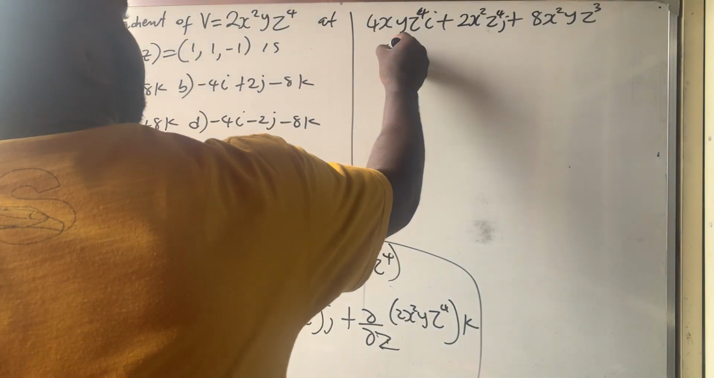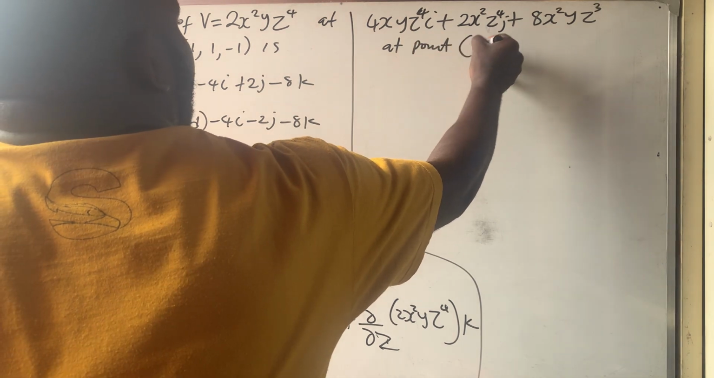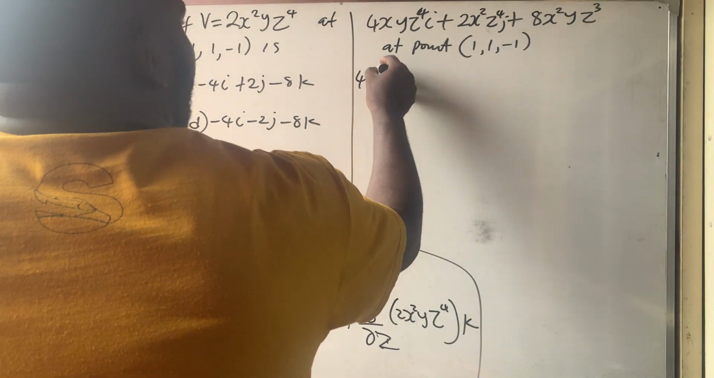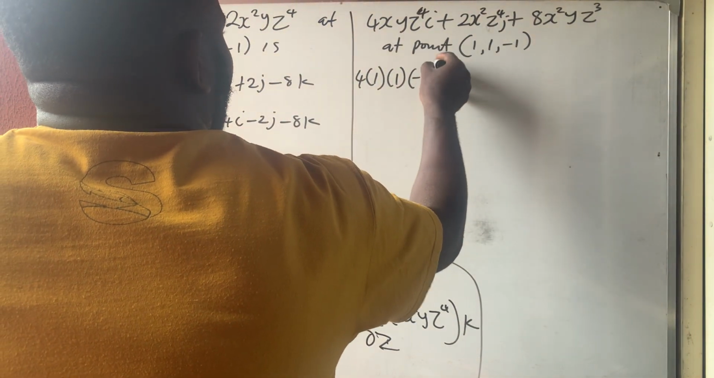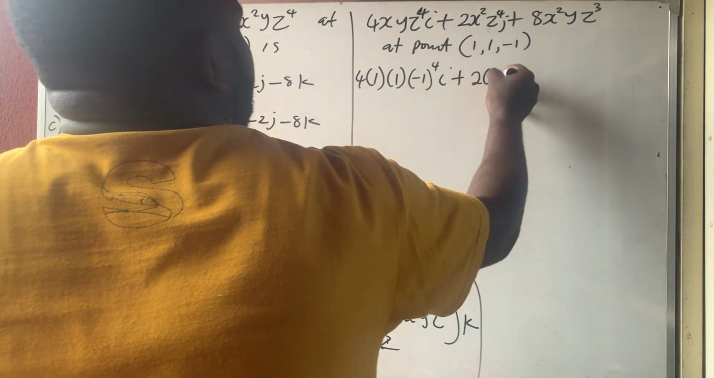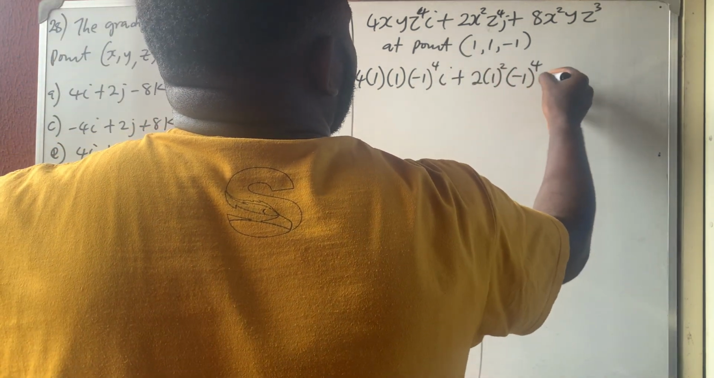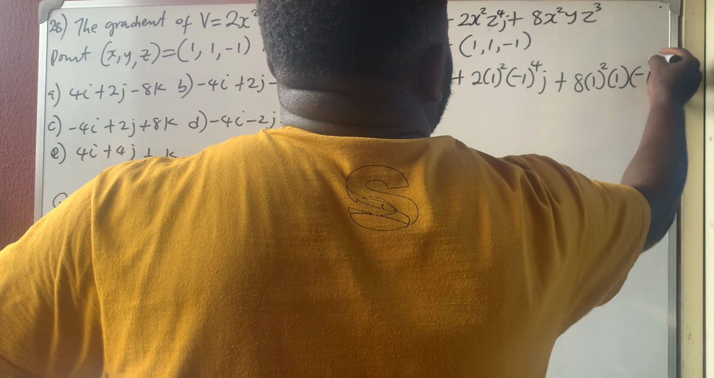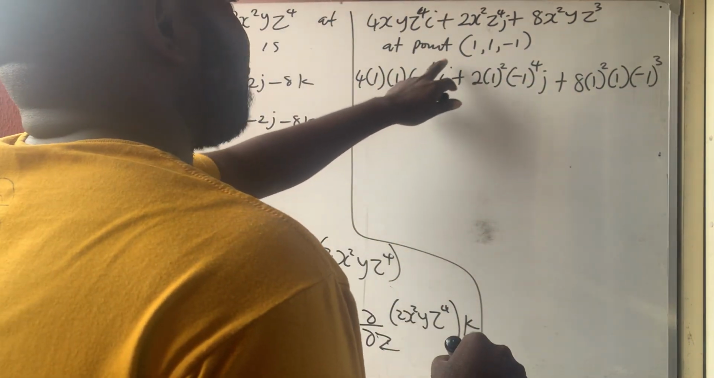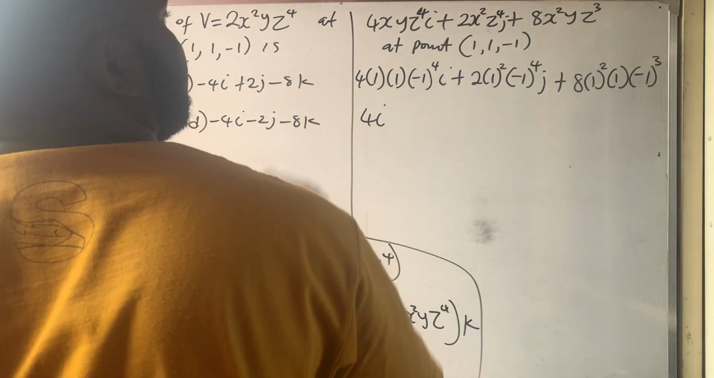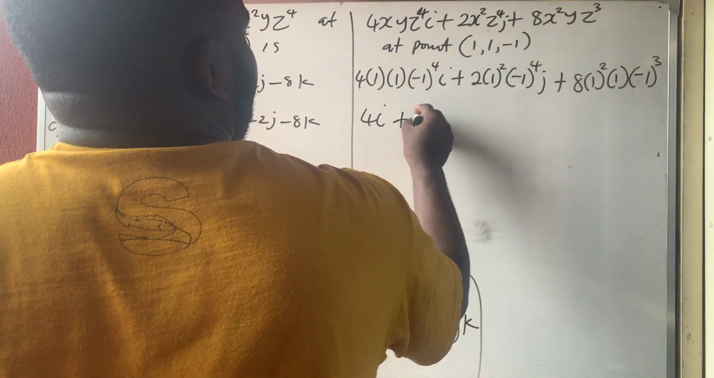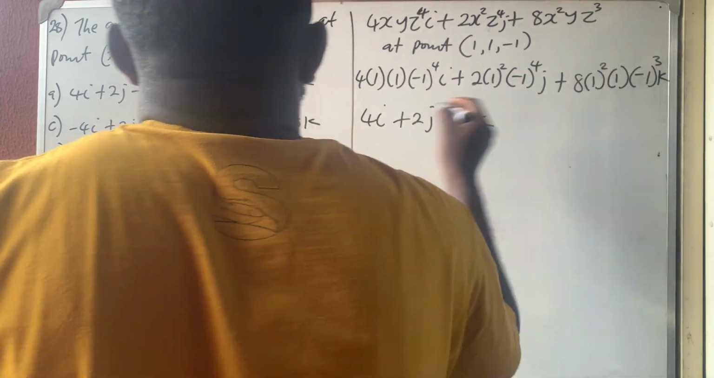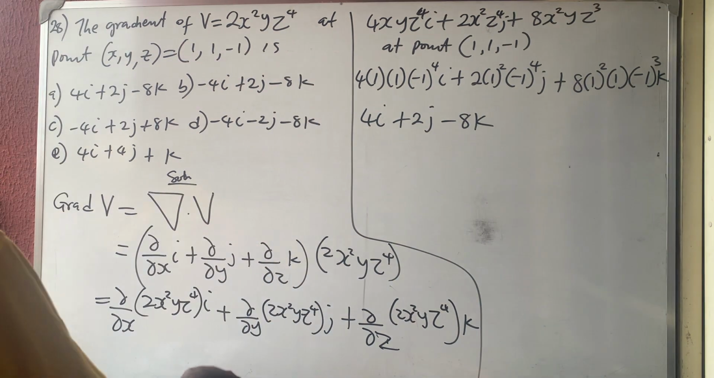Now at point 1, 1, minus 1, we have 4 bracket 1 bracket minus 1 to the 4 i plus 2 bracket 1 squared minus 1 to the 4 j plus 8 bracket 1 squared 1 and minus 1 cubed. Minus raised to an even power is plus, so I'm having 4i, plus 2j, and minus raised to an odd power is minus, so I'm having minus 8k. So which one is correct? Option A is very correct.